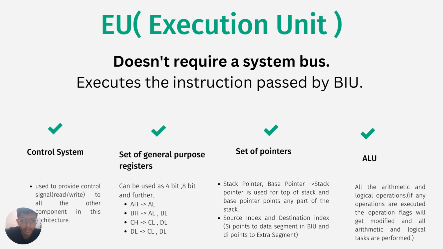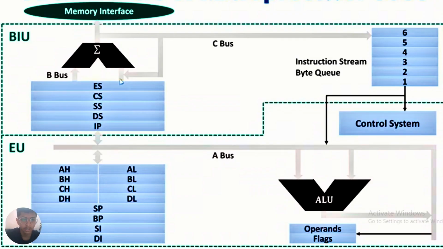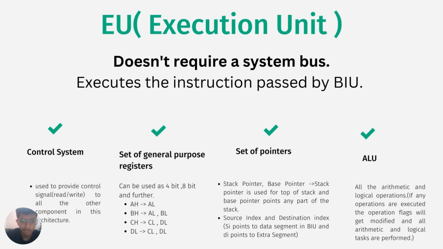The SI points to the data segment in the BIU, as I said earlier. This BIU SI segment directly points to the register unit. Also, DI points to the extra segment. Now the ALU: all the arithmetic and logical operations are performed here, and flags get modified when operations are executed. Basically, the arithmetic logic unit works as the reflection of this ALU given.